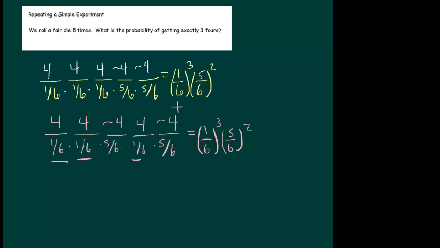So we would add those together, and now I'd have to keep going. I'd have to keep figuring out all the ways I can get exactly 3 4s when I roll a die 5 times.